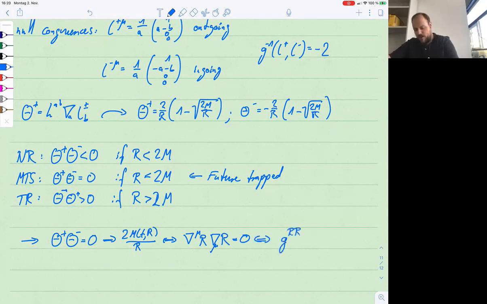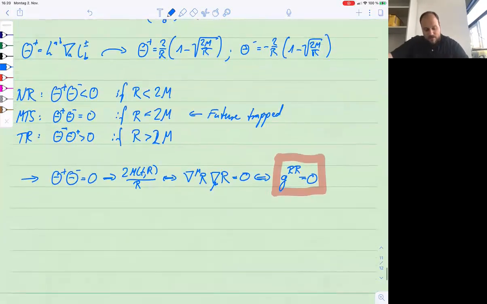You can check whether g^rr is equal to zero. And then you solve that with respect to the radius, and you will find where your marginal trapped surface is. So this is the shortcut, but this only works for spherically symmetric systems. And we can write down the Lie derivative. Sorry, I have to be fast.